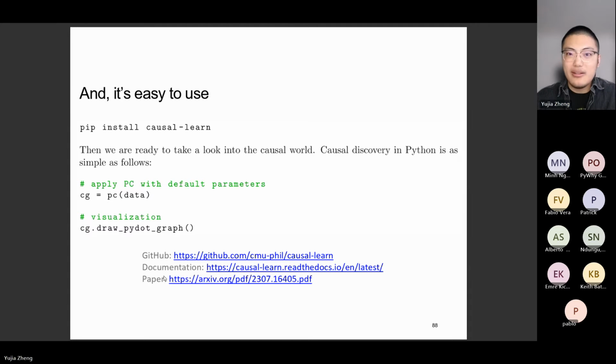So that's basically the very short tutorial. And I hope at this point we can be more confident about which algorithm to choose when dealing with different types of data. And that's it. Thanks for your time.